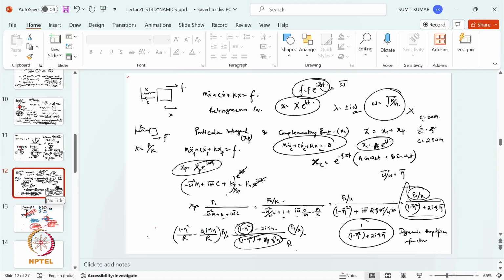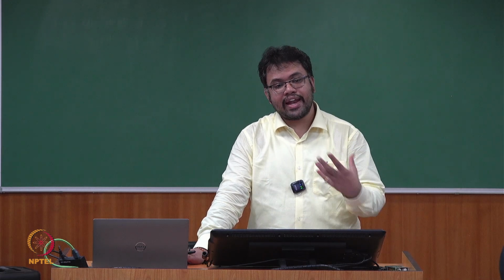Then we started looking at how the response of the structure can be expected if it is subjected to forced vibration, mostly harmonic force. There we assume the force also as a harmonic force, F times e to the power i omega t, and we have seen there are two types of motion. One is the system's own vibration, the natural mode of vibration, and another is the motion due to the forced vibration.